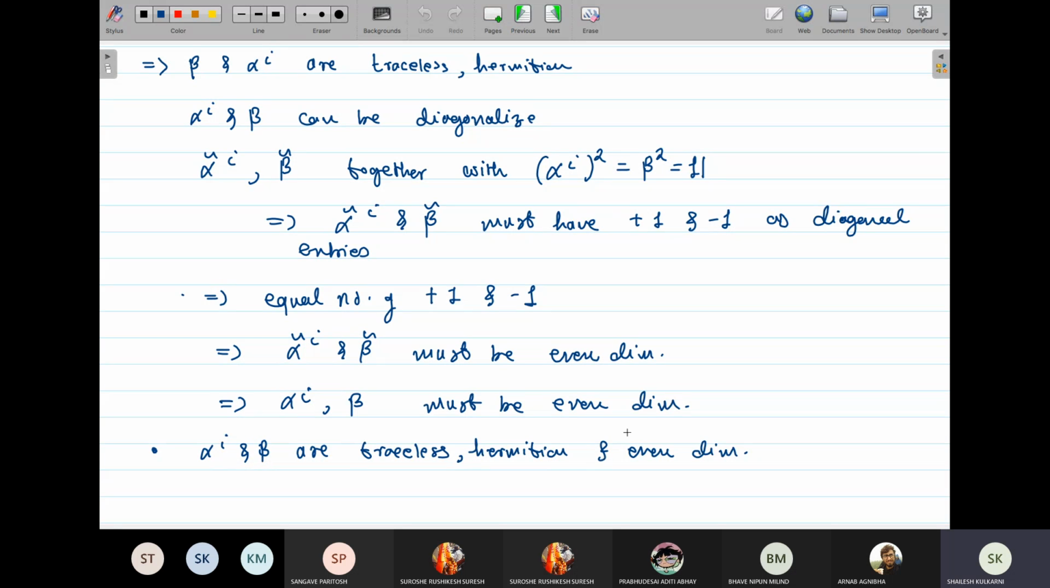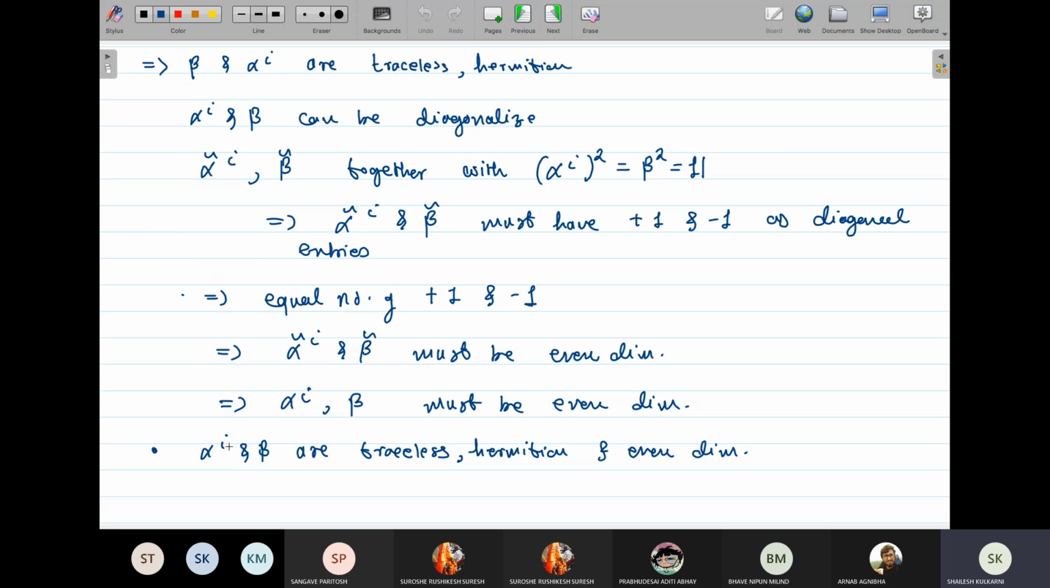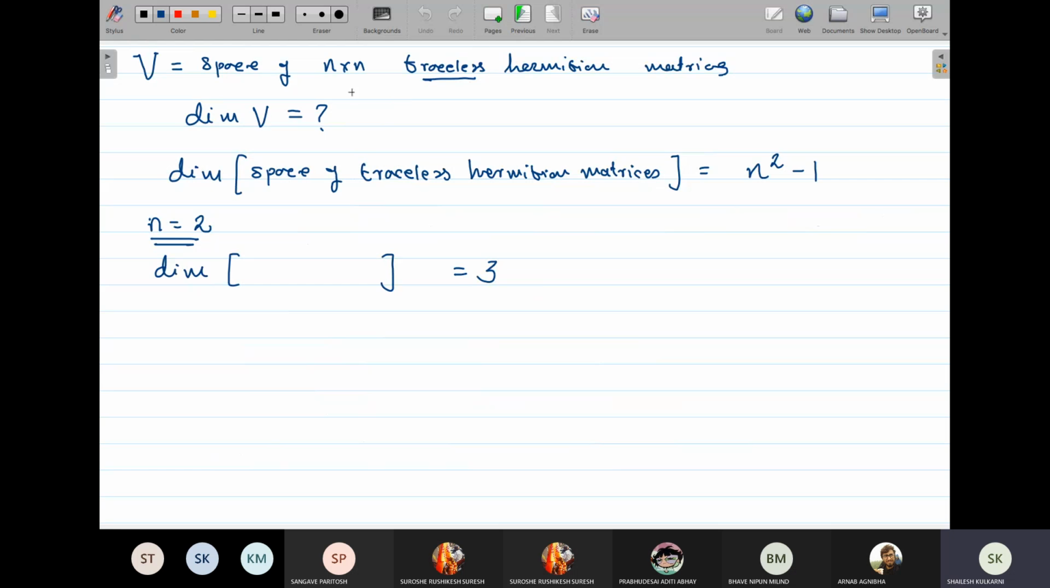See, these matrices must be elements of this vector space. Try to understand. This is the vector space of n cross n traceless matrices. The dimension of that vector space is n square minus 1. Now I have this alpha 1, alpha 2, alpha 3 and beta. These are traceless Hermitian matrices. That means these matrices are elements of this vector space, and we have to fix n. If n equals 2, then the dimension is 3. That means I cannot have 4 independent matrices. So the minimum dimension that I should consider is n equal to 4.